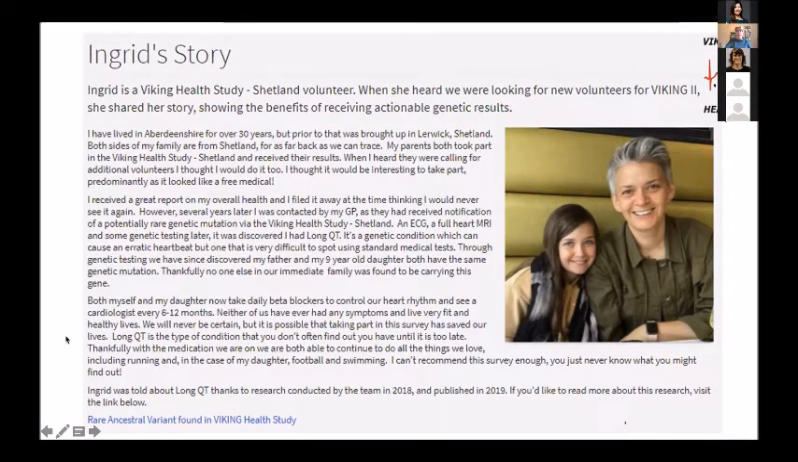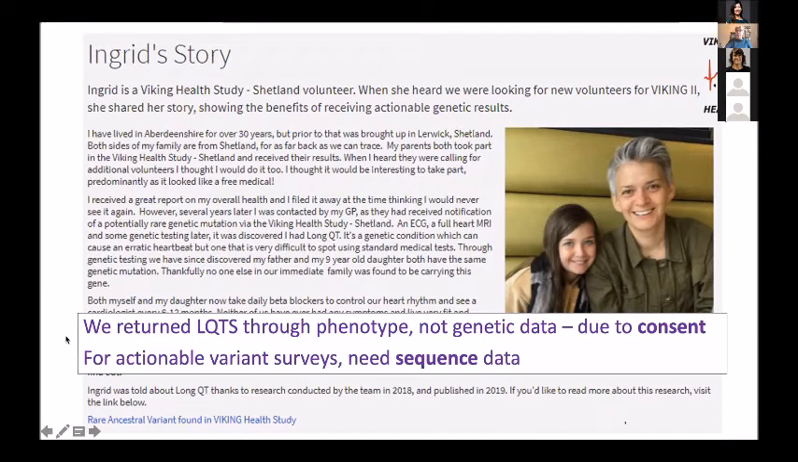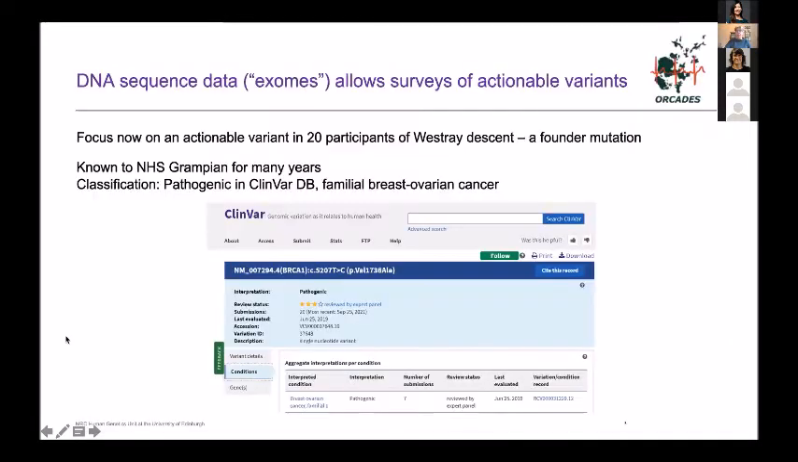doesn't prove anything. And as I've said, we couldn't return this result via the genetic data, so it's not a mechanism that can be rolled on to other variants very easily. And for such surveys of actionable variants, a cohort really needs to have DNA sequence data. So we now have that on our first 4,000 participants in the earlier cohorts.